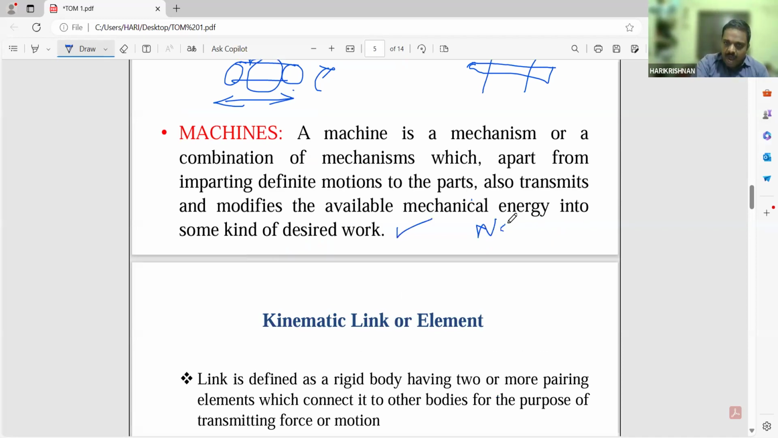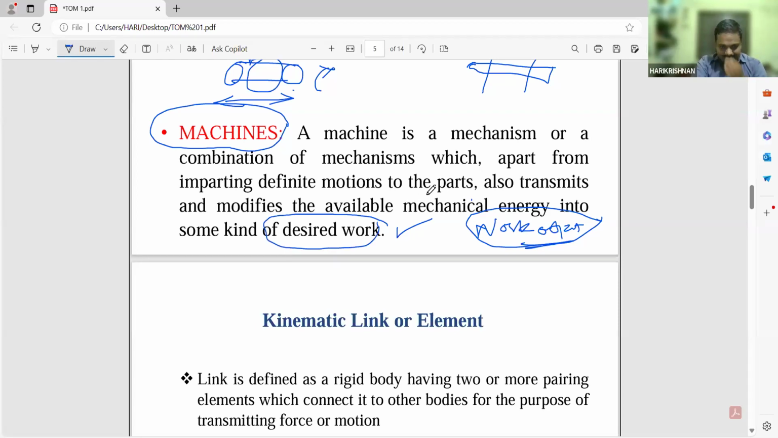If some work output is there, then what does it become? Machines. Okay. For the specialty of machine, what will be there? Some kind of desired work output will be produced, then it becomes a machine. So the definition of machine is a mechanism or a combination of mechanisms which, apart from imparting definite motion to the parts, also transmit and modifies the available mechanical energy into some kind of desired work. So some kind of desired work is achieved, it forms a machine.